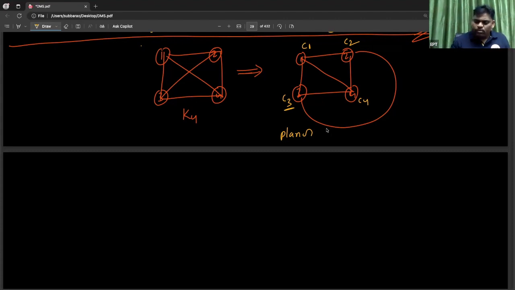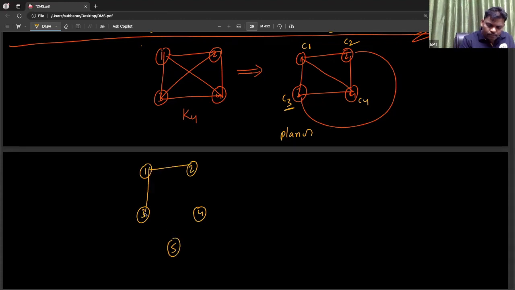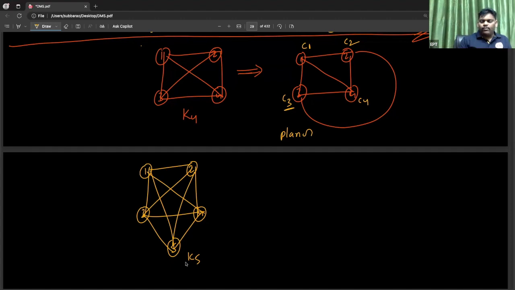Now let me check one more thing. One more thing I want to ask you. Listen, see this also. 1, 2, 3, 4, 5. I am writing K5. Check if anything is missing. It is a K5. My intention is K5. Everyone has degree 4. So remember everyone, it is C1 because everyone is adjacent.